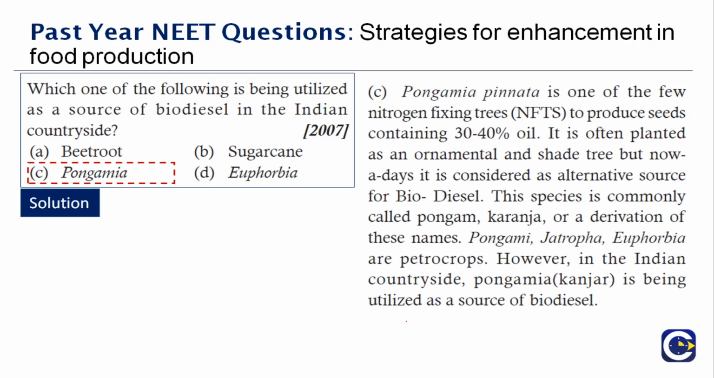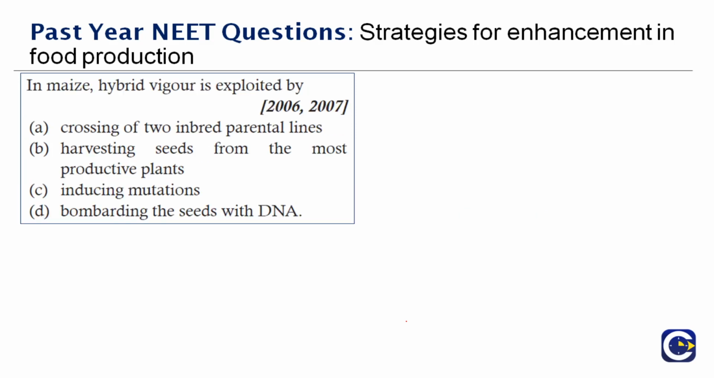Beetroot, euphorbia, you don't have any source. Sugarcane, there is a chance for us to take ethanol, bioethanol, from the molasses of sugarcane. So here the question clearly says biodiesel, therefore sugarcane will not be the answer, because some might have this confusion. Okay, next question.